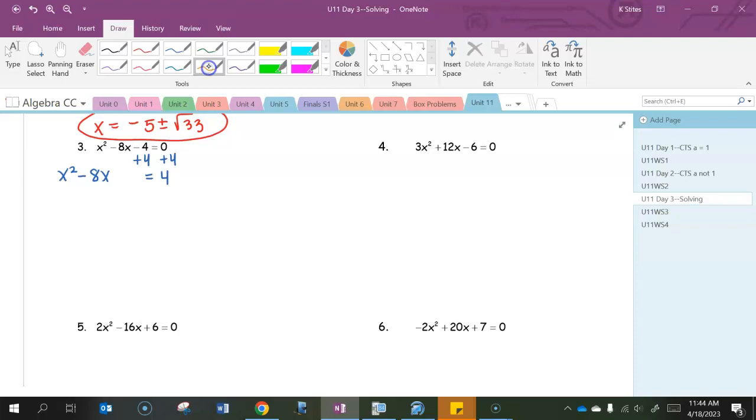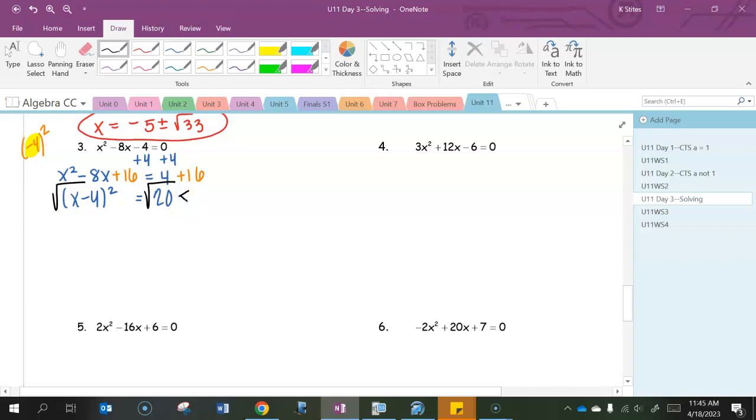Leave a space to complete the square. Take your b value, divide it by 2, square it. That's a plus 16. Make sure you do that on both sides. Now we're going to factor, multiplies to 16, adds to -8. Again, that's this -4 here. So x minus 4 squared equals 4 plus 16 is 20. Your squared is all by itself, so we're ready to root both sides.